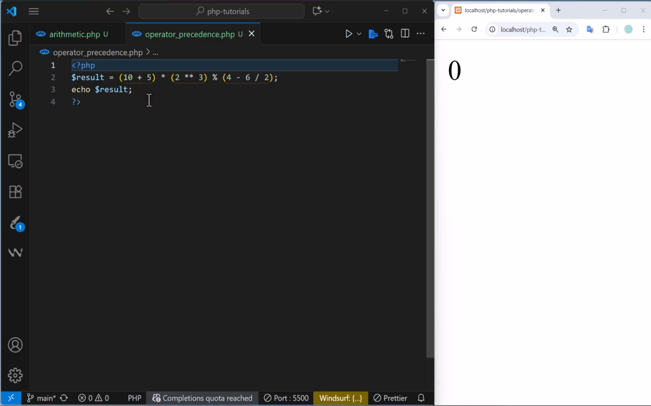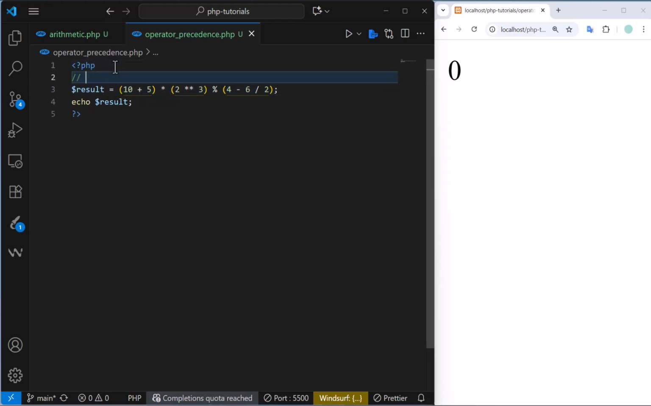Now, let's see how PHP solved this operation. So in here we have these brackets, we have the power, also we have the remainders. Let's see which operators PHP solves first. So let's start. First, PHP will solve these brackets, so it will take concentration to solve the brackets.